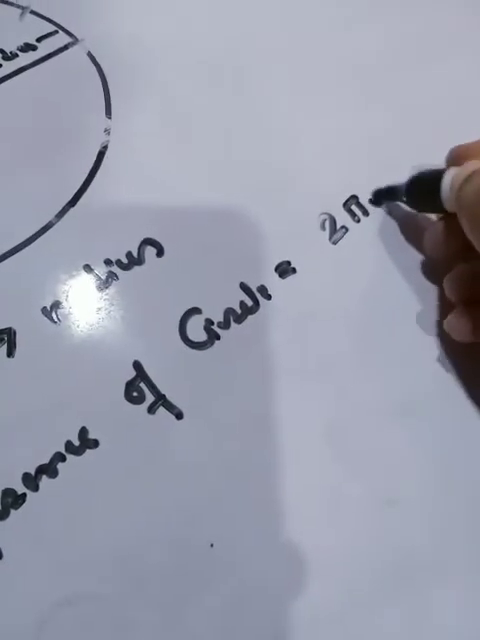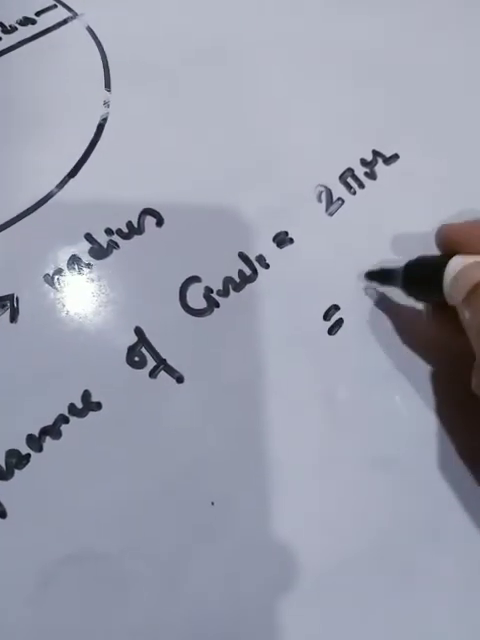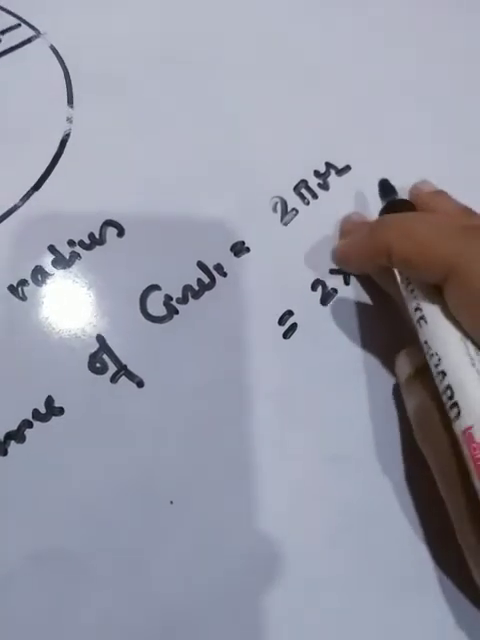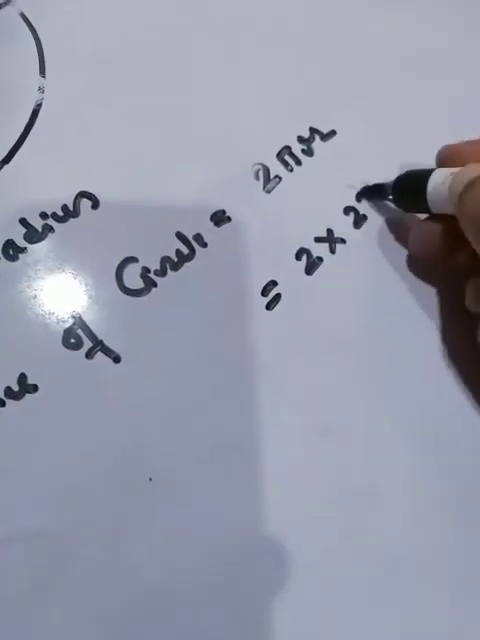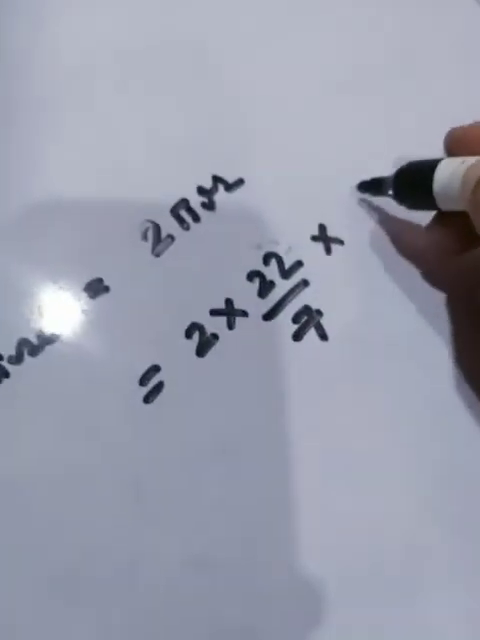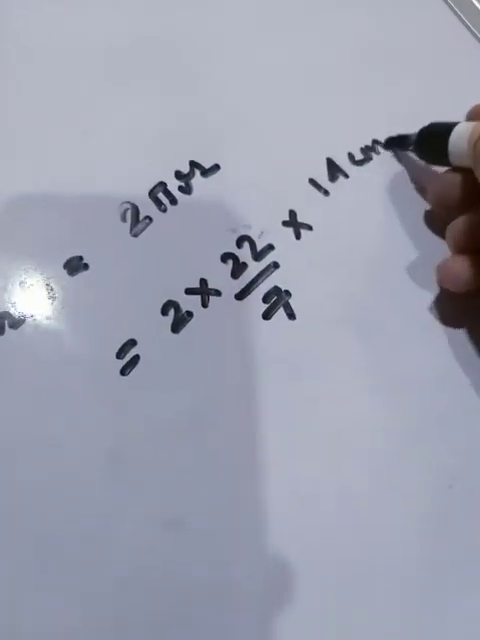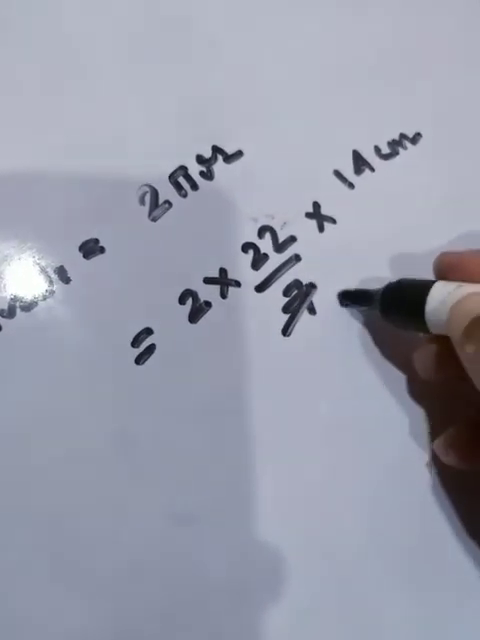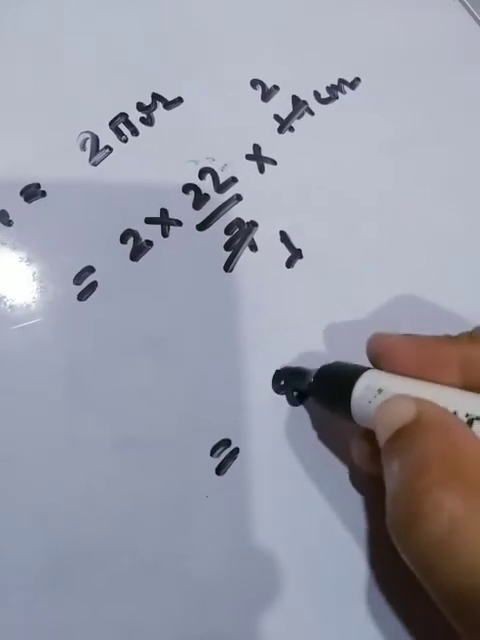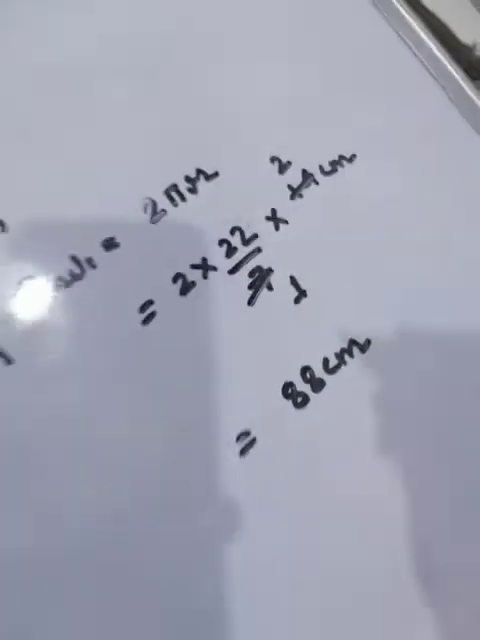So the circumference of a circle is 2 pi r. Now 2 pi r means 2 into, what was the value I said for pi? That is 22 by 7. And what is r given, students? 14 centimeter. Now you just have to reduce it. 7 1 is 7, 7 2 is 14. So the answer would be 88 centimeter.